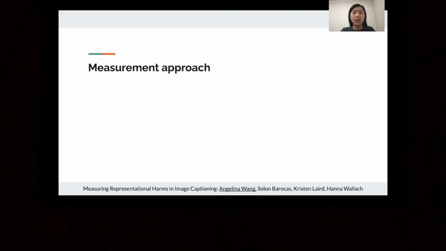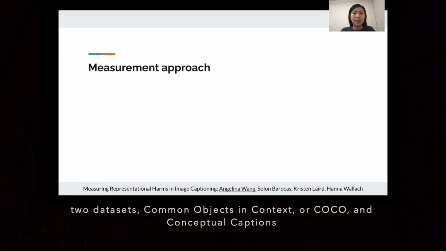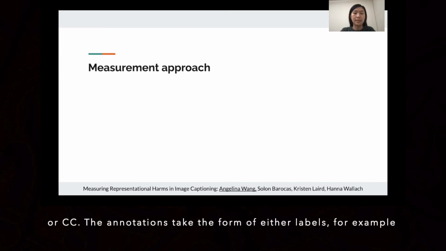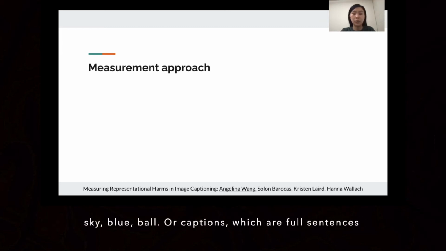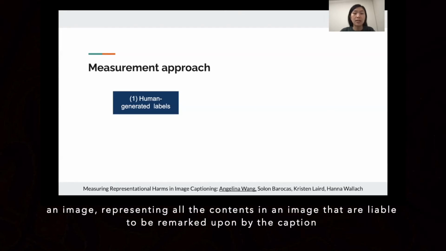To do so, we rely on 4 sets of data annotations. The data annotations are for 2 data sets, Common Objects in Context, or COCO, and Conceptual Captions, or CC. The annotations take the form of either labels, for example, sky, blue, ball, or captions, which are full sentences. The first stage we consider is human-generated labels of an image, representing all of the contents in an image that are liable to be remarked upon by the caption.